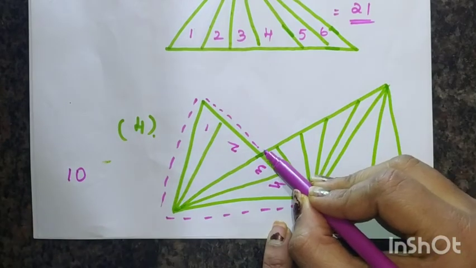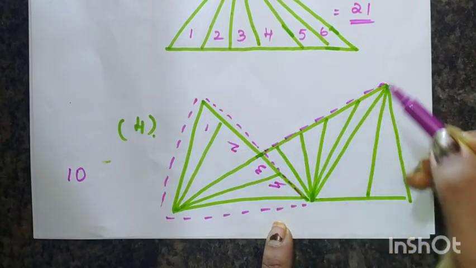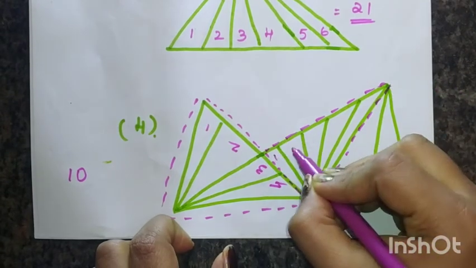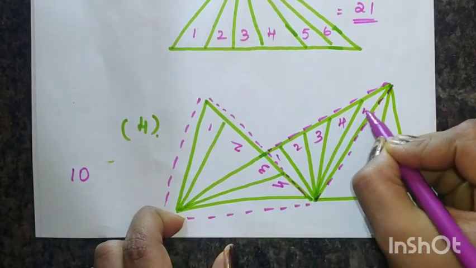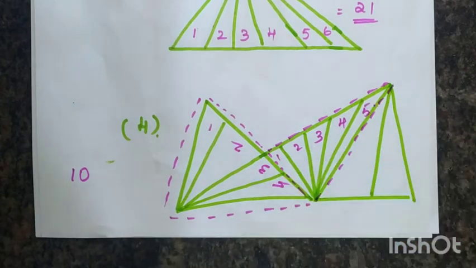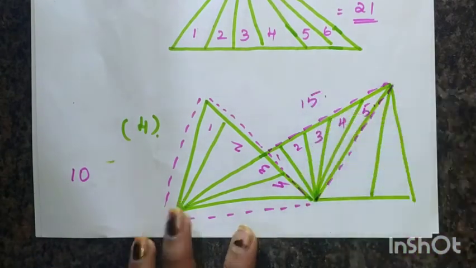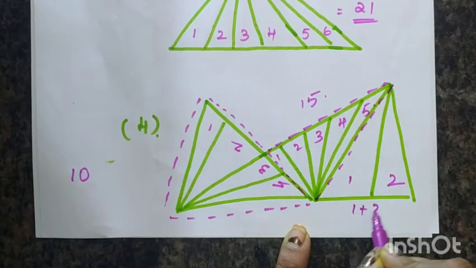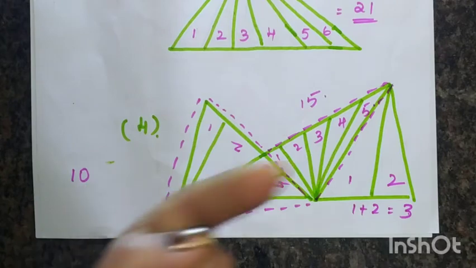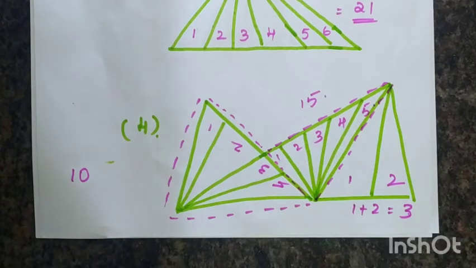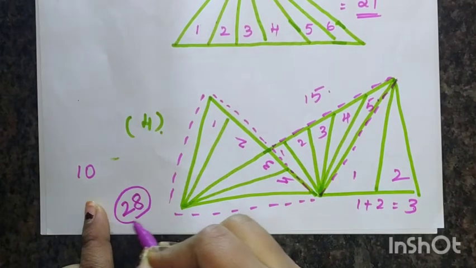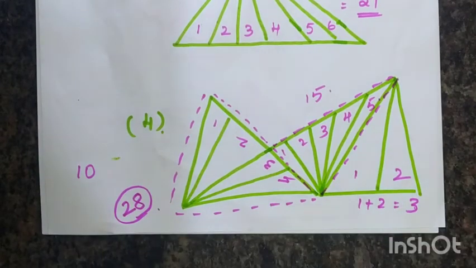Now you go with this triangle. So here, this is the first, second, third, fourth, fifth. So 10 plus 5, 15. So here we have 15 triangles. And here, the first triangle, second triangle, 1 plus 2, which becomes 3. Now add 10 plus 15 plus 3. Hence, you get 28 triangles here. You get 28 triangles. So this is type 1.